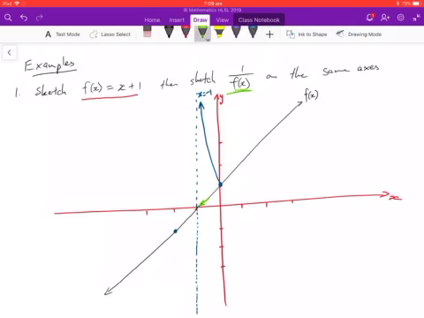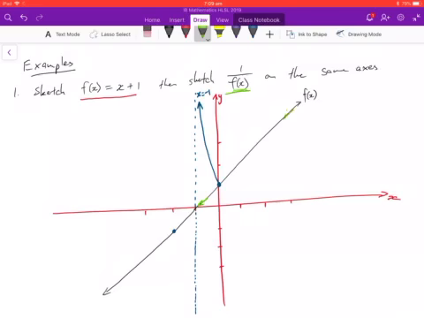Now, if I look down this end of the function, as f of x over here gets bigger and bigger, 1 over a very large amount gets smaller and smaller. So this means that it is going to simply get closer and closer to 0, never getting there. That's my asymptote.